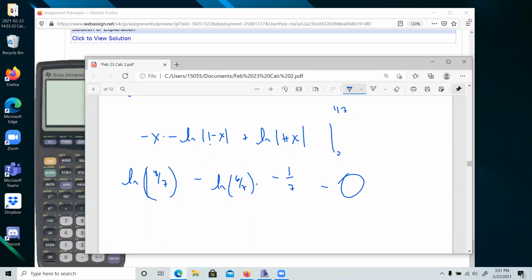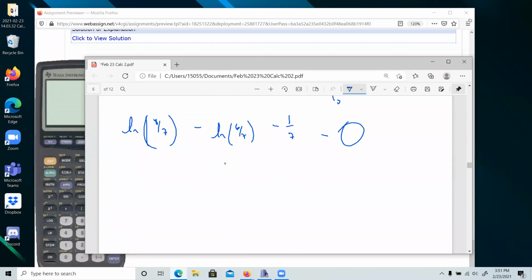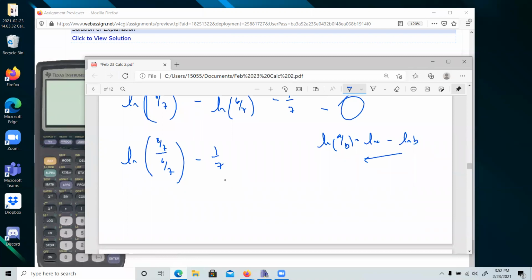Okay, so you remember your rules of logarithms, right? That the log of a over b was equal to the log of a minus the log of b. Well, that works in this direction too. So what we're going to have is the natural log of 8/7 over 6/7, minus 1/7. And you remember how to do this, right? Compound fractions. So we have 7 over 6, 7 over 6. That cancels. So we have the natural log of 8/6 minus 1/7. I cast out a 2. We have the natural log of 4/3 minus 1/7.